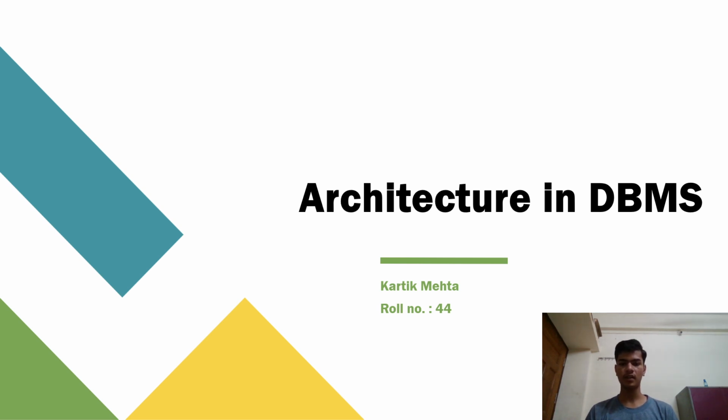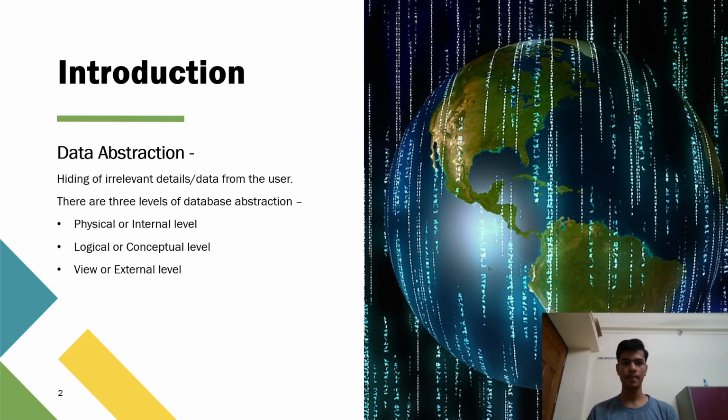Today I will be talking about architecture in database management system. Before that, I will be talking about data abstraction. Data abstraction is the hiding of irrelevant details or data from the user which is not in the interest of the user. There are three levels of database abstraction.